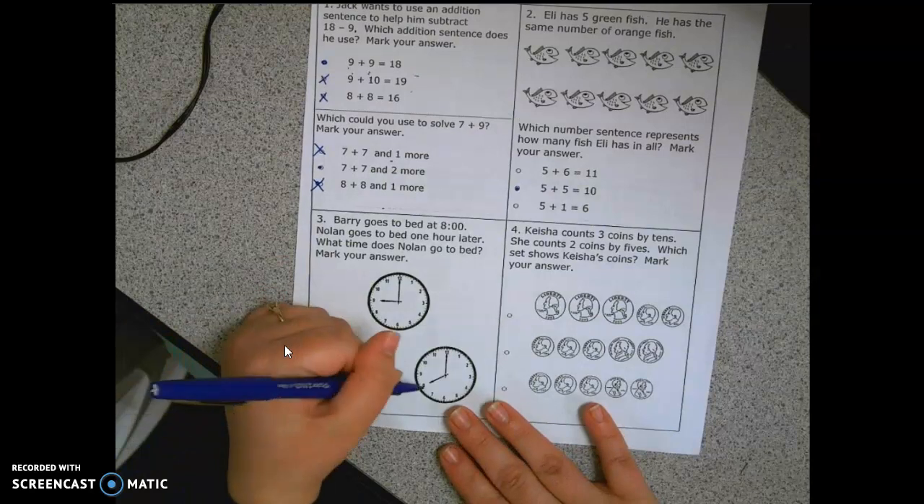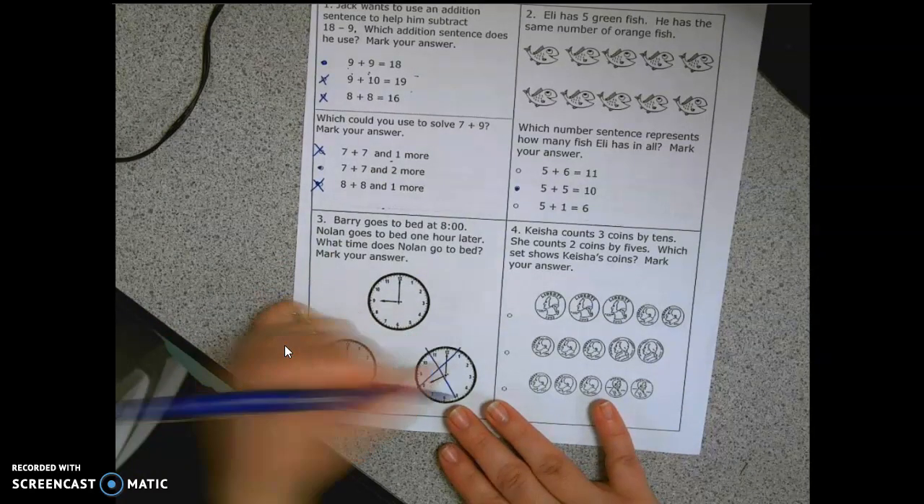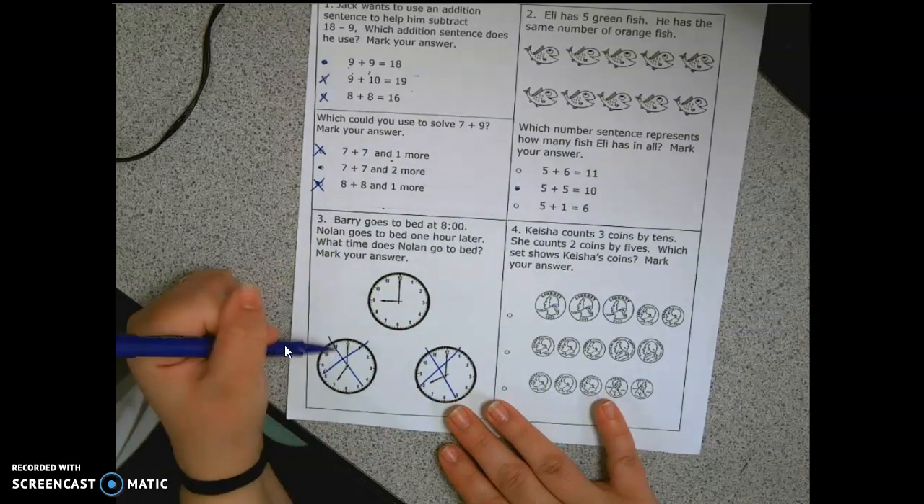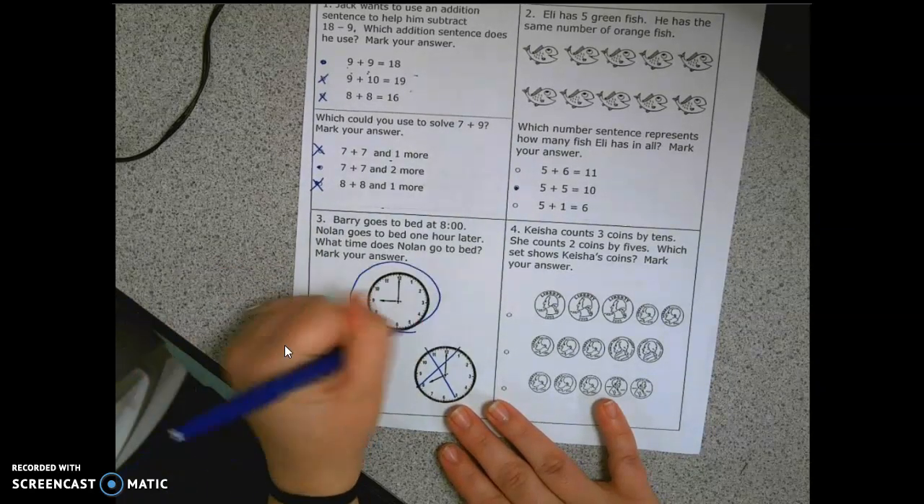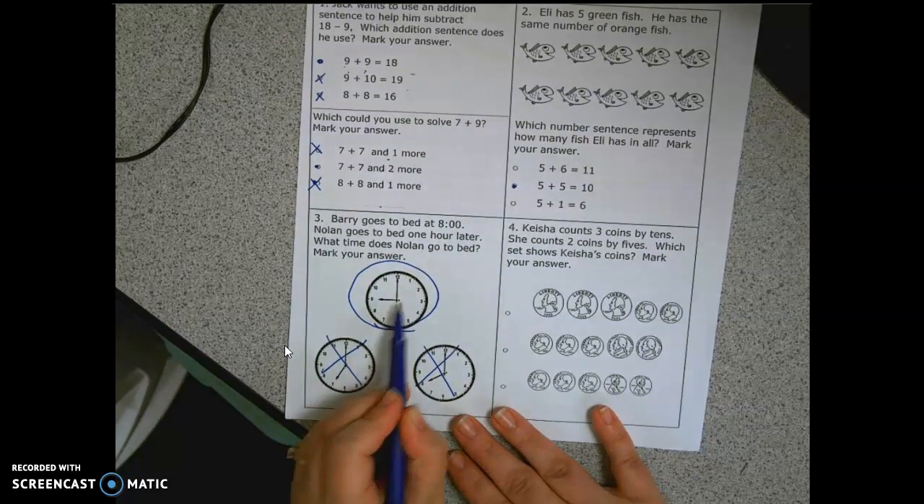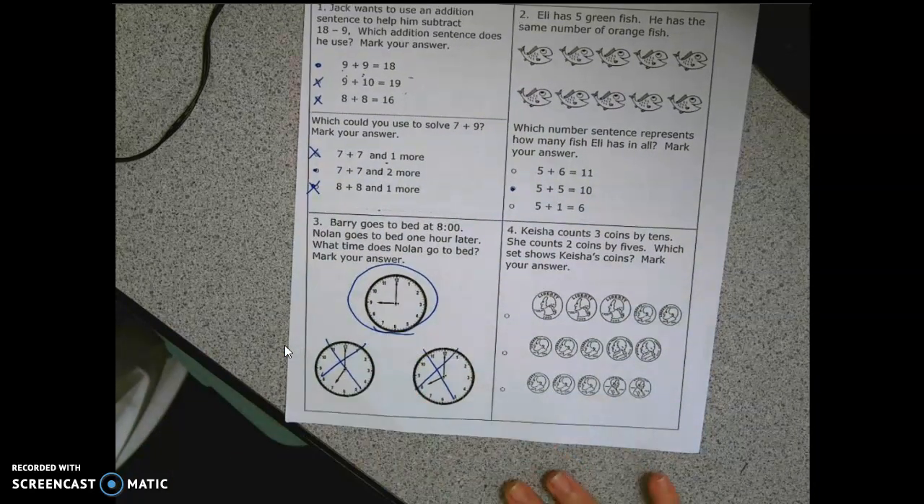So I'm going to look at my clocks. This is 8 o'clock. That would be the same time as Barry. This is 7 o'clock. That's an hour before Barry. So the answer must be 9 o'clock, and that's reasonable because I see the hour hand pointing to the 9 and the minute hand pointing to the 12.